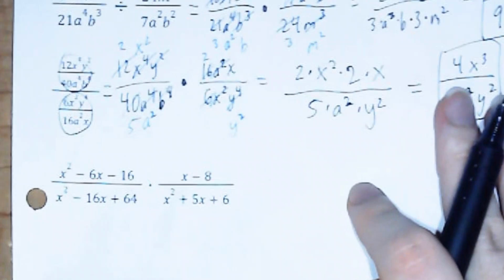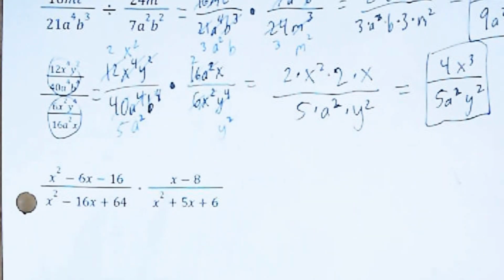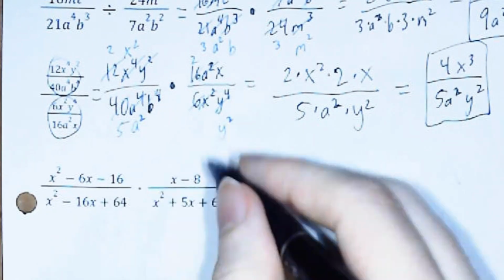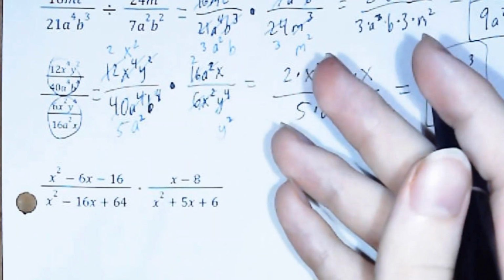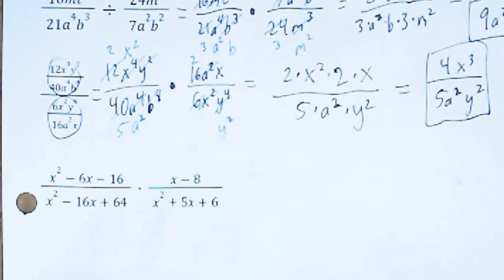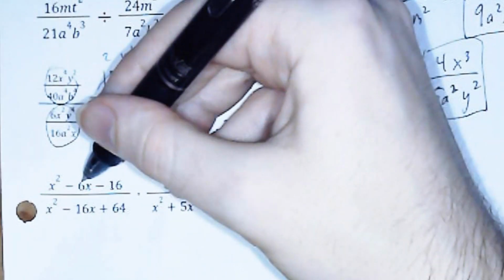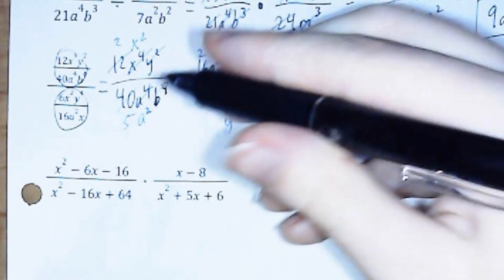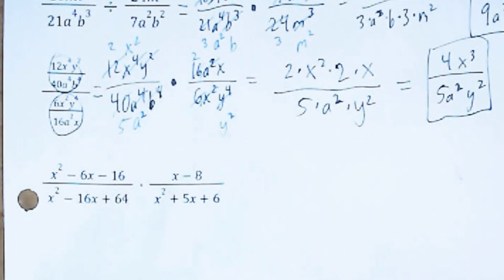Alright, now for the last one, we have polynomials. This is the kind of problem that you'll typically see associated with multiplying and dividing rational expressions. Okay, 3 factorable trinomials and 1 binomial that's standalone. Okay?